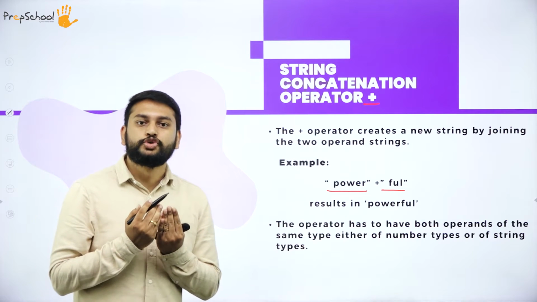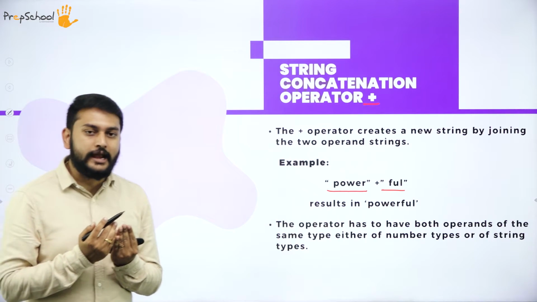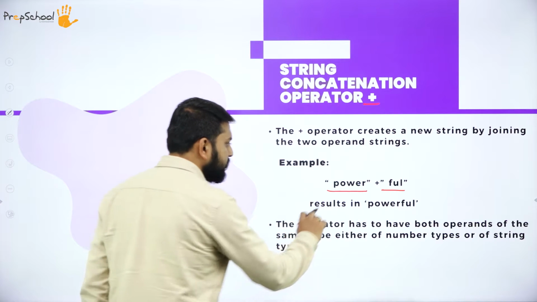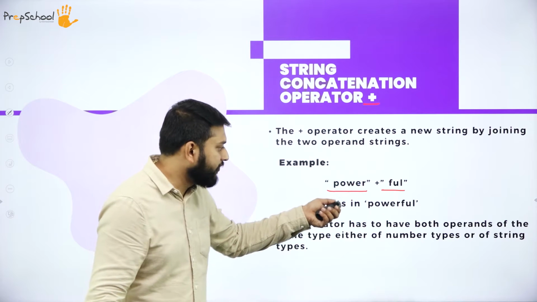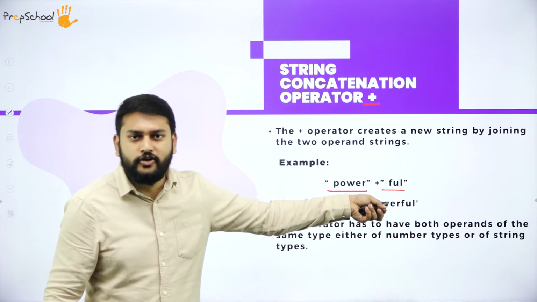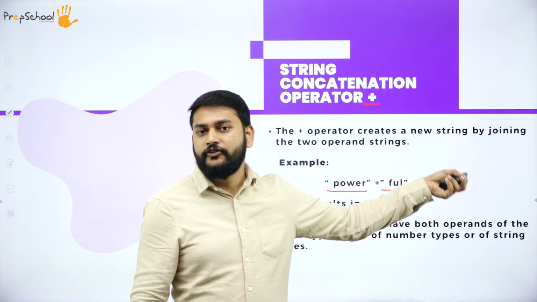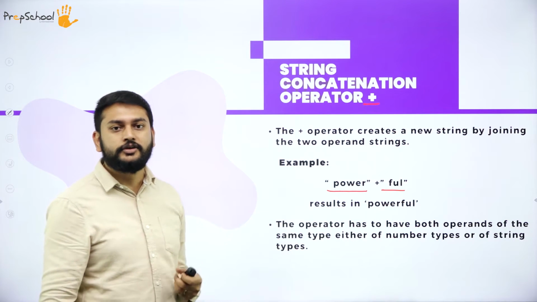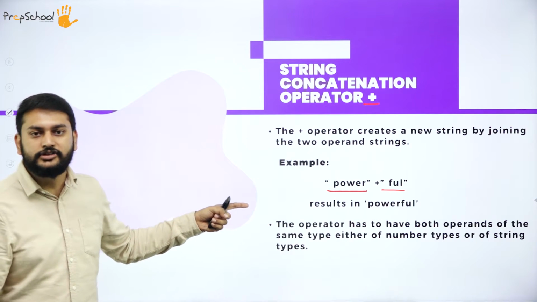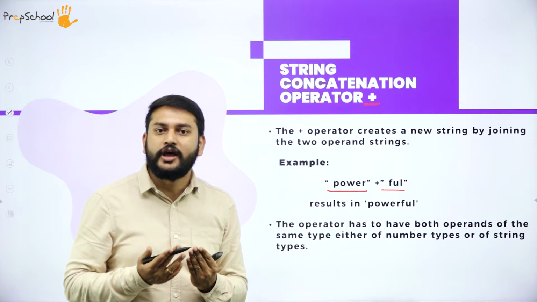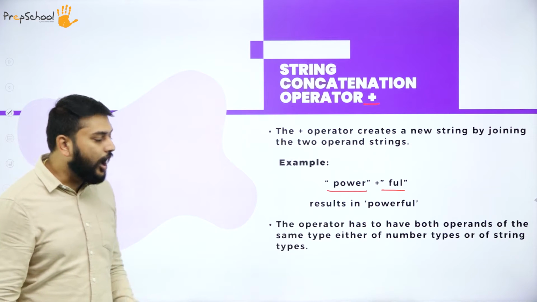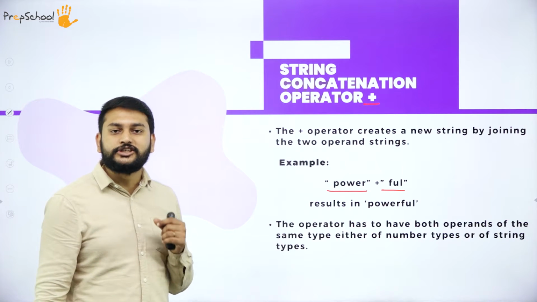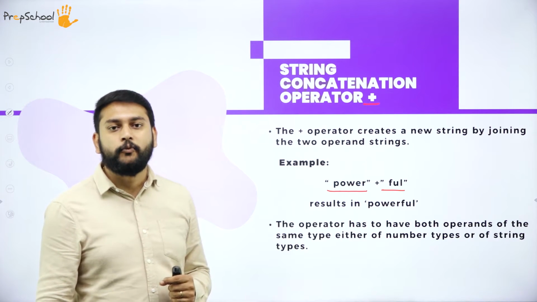If you want to add two strings, make sure that both sides have a string. I cannot have a number. Suppose I have power plus 3, I cannot perform that operation. That fails and will show me an error. So whenever I am performing the concatenation operation, both sides should be strings. That is what you have to remember. This is how concatenation works.